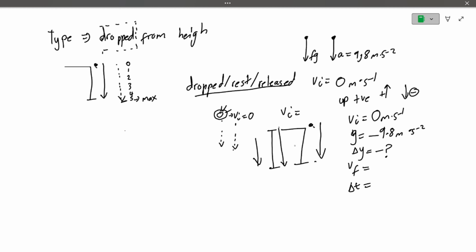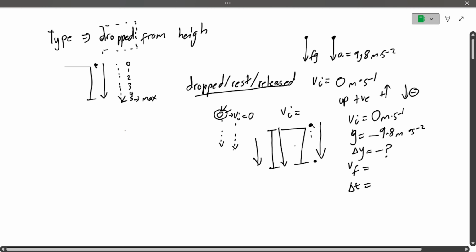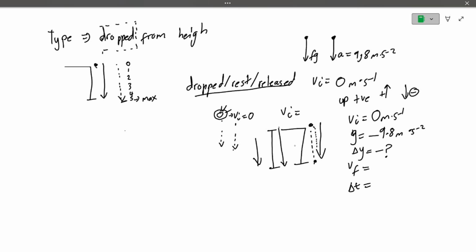The final velocity will be the velocity just when the ball hits the ground, and it will be the maximum velocity because, due to gravitational acceleration, the ball increases its velocity as it goes down. It will be downwards, so it's negative, since up is positive and down is negative. And then the change in time: time is a scalar quantity and has no sign, so it's a question mark for now. So now we have done problem type 1.